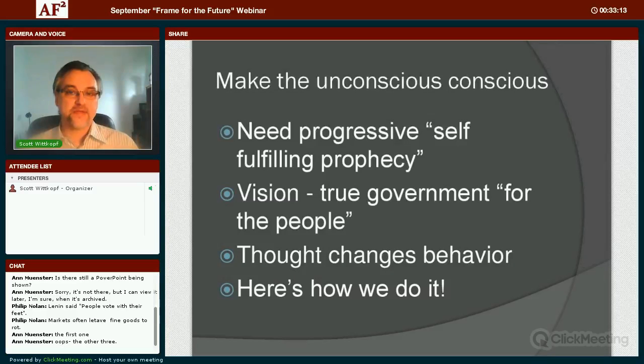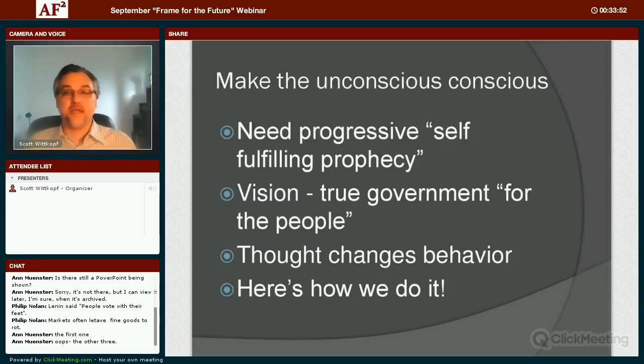The reason I went through that exercise is that the underlying concept of framing is to make the unconscious conscious. And that is kind of what this effective language thing is. Because what we need is to start developing a progressive self-fulfilling prophecy. Right? If people think with empathy, they will start acting with empathy, which means they will have a more progressive vision of government. And the result that we want is a true government for the people.